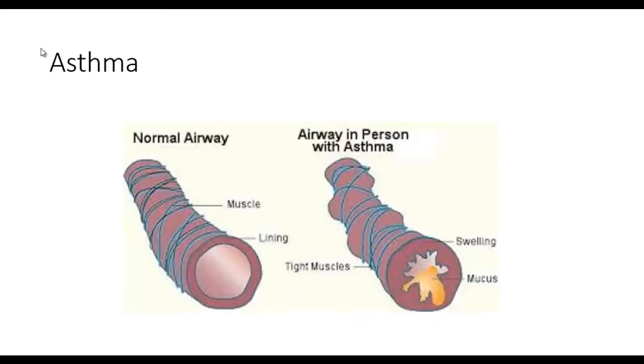Okay, so some medical conditions that affect the respiratory system. A very common one is asthma. On the left is a normal airway. When asthma occurs, that airway gets constricted. It kind of tightens up, if you will, and mucus can build up, thus not allowing the normal passage of air through the airway, and that's asthma.